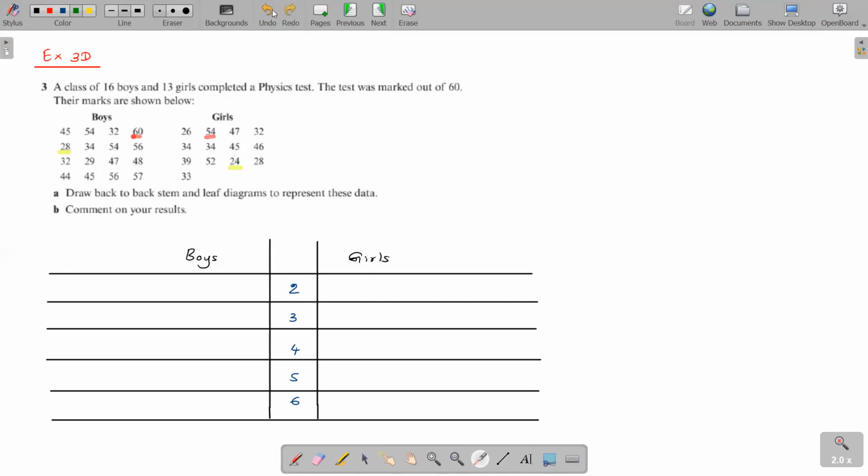Okay, let's input the values. First I'll go with the boys data set. The first value is 45. The stem is 4, leaf is 5. The next value, 54. Stem is 5, leaf is 4. Next one, 32. Stem 3, leaf 2. Next one, 60. The stem is 6, leaf is 0. 28, so stem is 2, leaf is 8. 34, stem 3, leaf 4. 54, the stem is 5, leaf is 4. 56, stem 5, leaf 6. 32, stem 3, leaf 2. 29, stem 2, leaf 9.